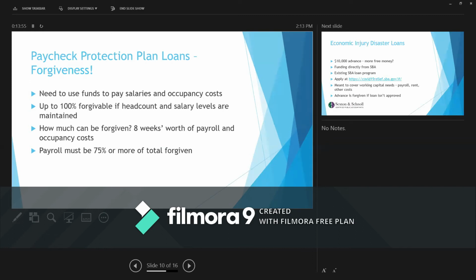And in terms of the math, how much can be forgiven? 8 weeks worth of payroll and occupancy costs. So the way it works is you apply for the loan. Your maximum loan is based on last year's payroll, 2.5 months worth. And then once you get the money, the clock starts to run. And for that first 8 week period, your payroll costs and your occupancy costs, what you pay at that time, is largely forgiven. I'm oversimplifying a little bit, just in the interest of time, but that's basically how it works.